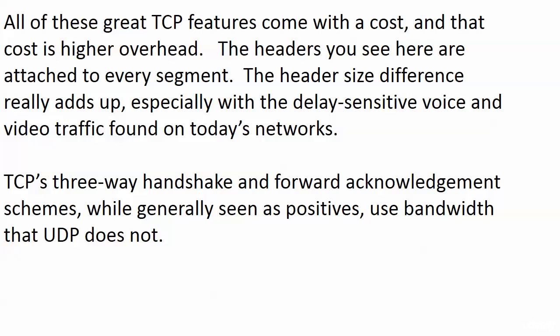And also, the three-way handshake itself and the forward acknowledgement scheme itself, those are generally seen as positives, but they do use bandwidth. TCP is using bandwidth to make that three-way handshake happen. The acknowledgement scheme uses a little extra bandwidth. There's a little more work for the devices involved. So it's using bandwidth that UDP does not as well. So that's why you do see UDP with so many important network features, including DHCP: it has much less overhead than TCP does.